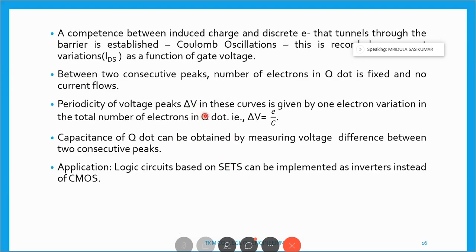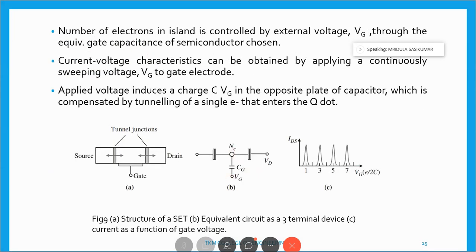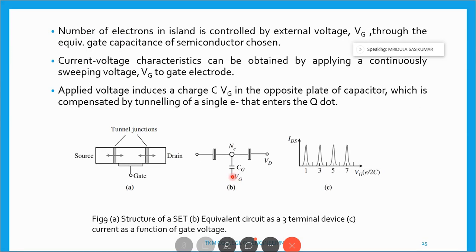So at that particular junction, you are inducing a charge with the help of voltage, and there is tunneling occurring. A competition between the induced charge and the electron that tunnels through the barrier is established. That will result in a Coulomb oscillation. This Coulomb oscillation will be recorded as the current variation IDS with respect to the gate voltage we are applying. That is what is shown in this graph, IDS with respect to VG. You can see these are the Coulomb oscillations. I hope that concept is clear.